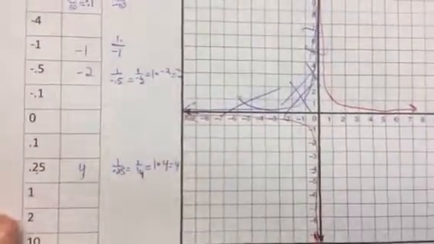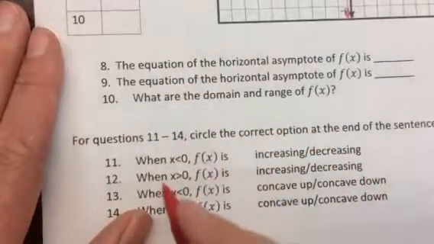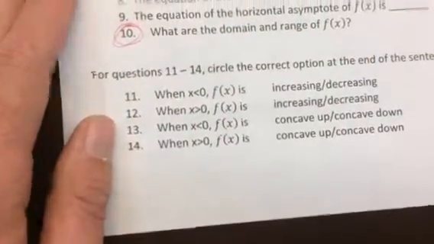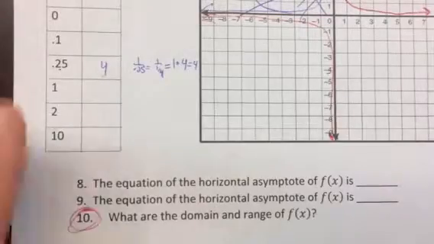Just to make sure your graph's right, make sure you plot your points very well. All those points should be able to be done there. And then you should be able to answer these questions. The only one I'll help you with is the domain and the range. The domain is all the possible x values, and we write this a little bit funny.